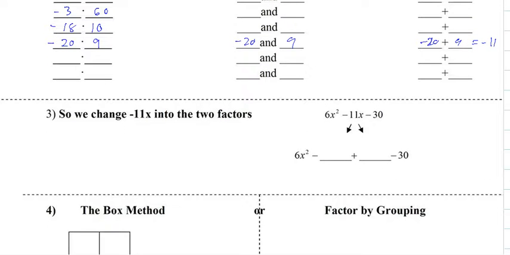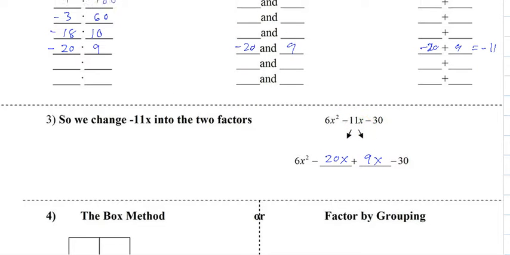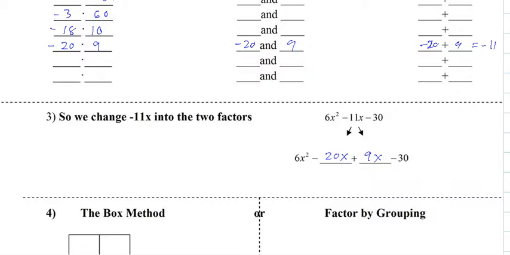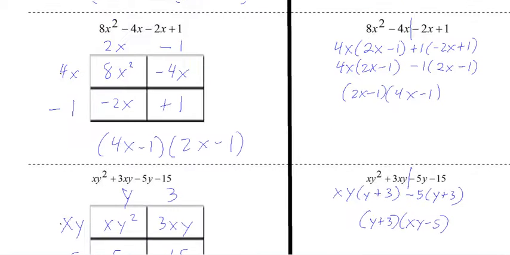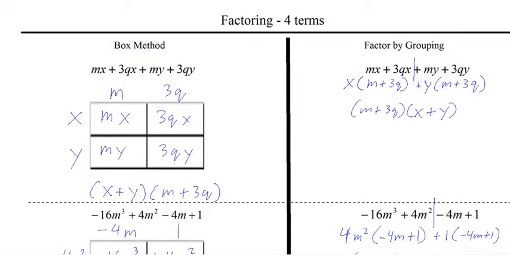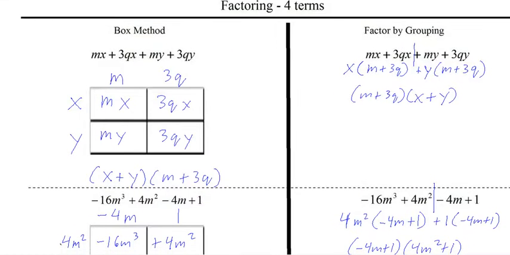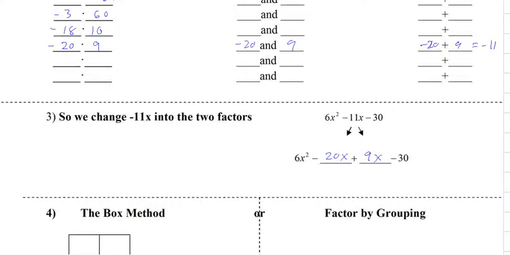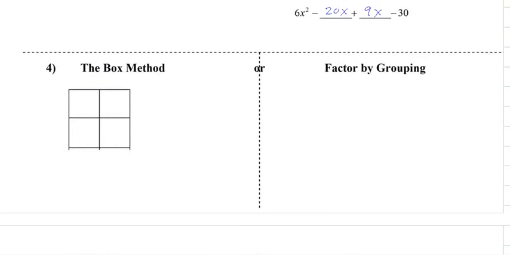So you can't just say, oh, x minus 20x plus 9 anymore. It's x minus 20x and x plus 9x. We're taking the 11x and breaking it into two terms. And then now we have four terms. So we can go back and do factoring like we did with four terms. You can use GCF or box method. Now I prefer box method, but I'm going to do both.